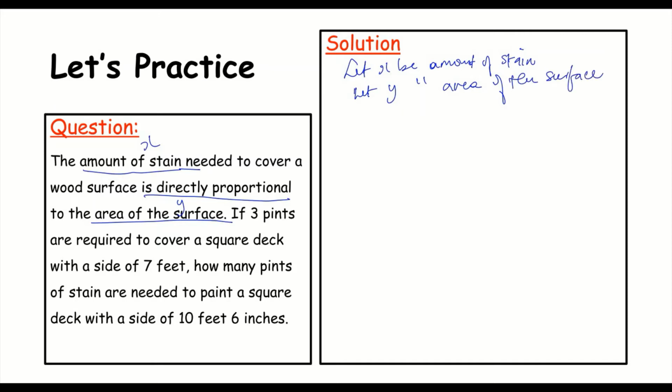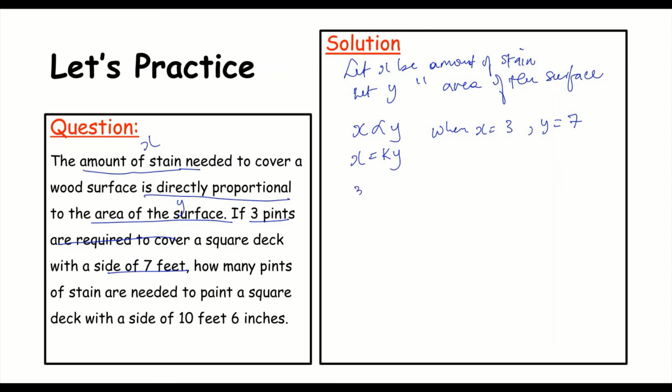And so therefore we can write our equation first. So x is directly proportional to y. So x is equal to ky. Now they give us the values of x. So if 3 pints are required to cover 7 feet, so therefore when x is equal to 3, y is equal to 7. So we can find our constant of proportionality.